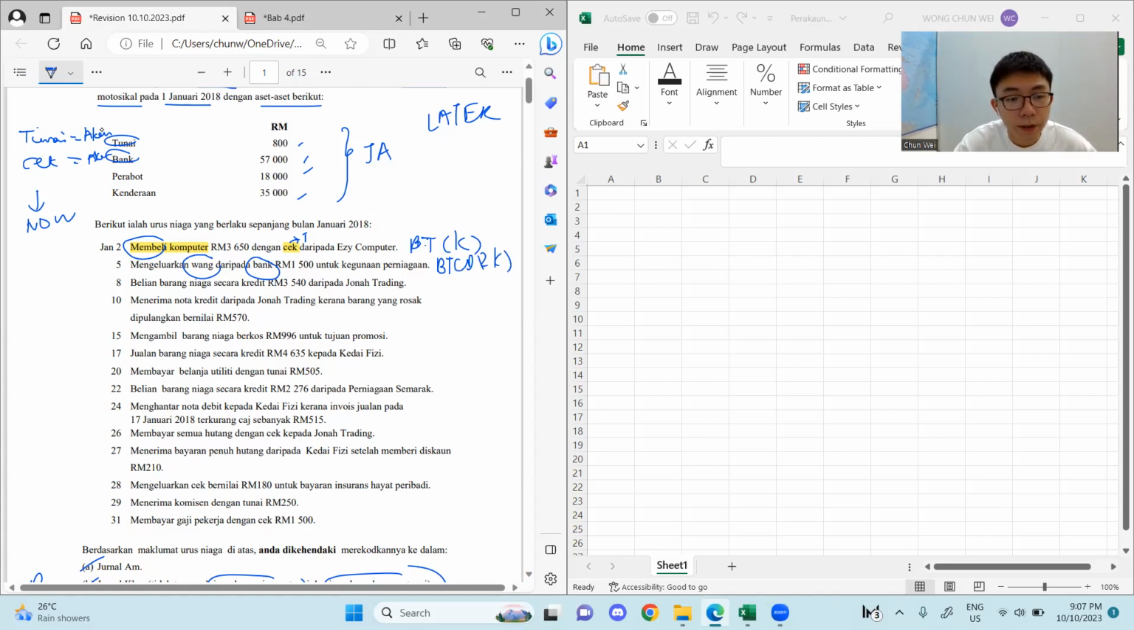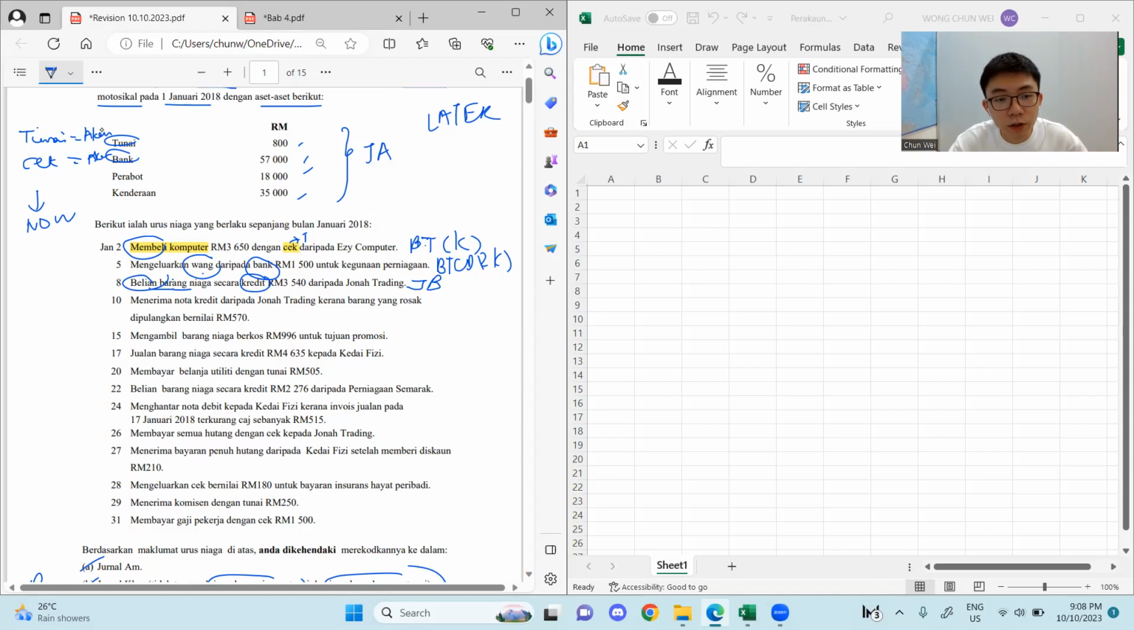Number eight. You beli. Belian means belian barang niaga, secara credit. You straight away know this is a journal. Now you ask yourself, is it a journal am or journal khas? You beli barang niaga, so barang niaga is a keyword. If you buy your business things, barang niaga, it is the jurnal khas. Under jurnal khas, you have jurnal belian, jurnal jualan, pulangan belian, pulangan jualan. Which one is it? You beli, so this is a jurnal belian, JB.